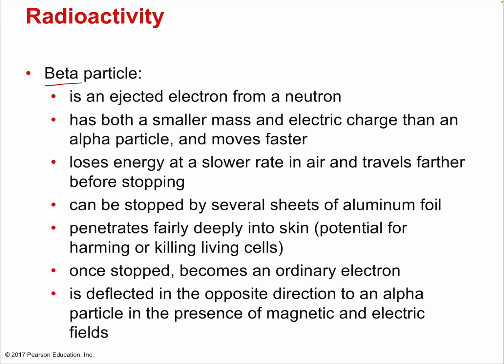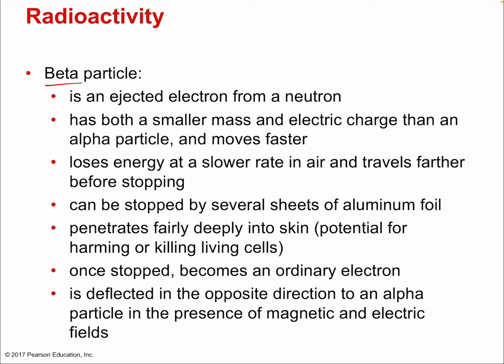A beta particle, on the other hand, is an ejected electron from a neutron. Because it turns out that there are these particular forces that hold neutrons together, neutrons being the only neutral particle inside of an atom, and that force can in some cases fail due to just the overall mass of the nucleus, and then that neutron can break apart into 1 proton and 1 electron, and the electron gets ejected. The proton stays behind. Okay?